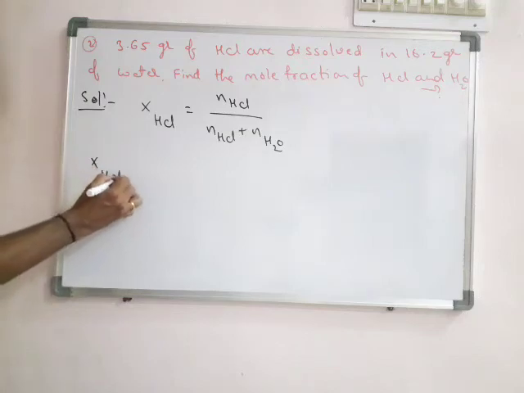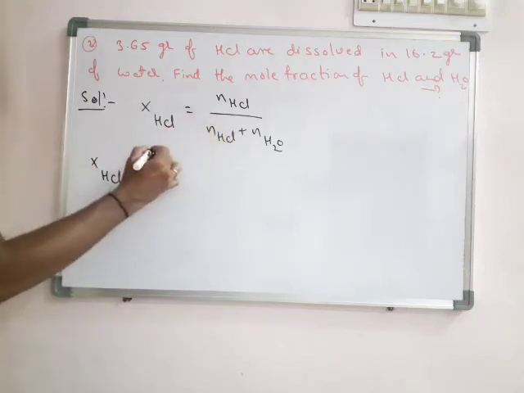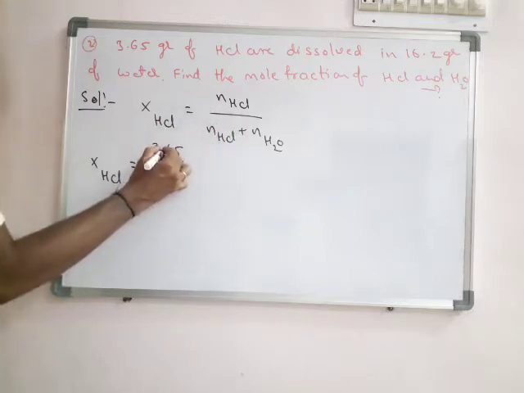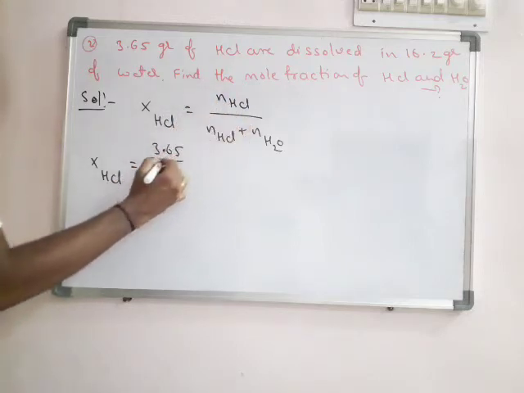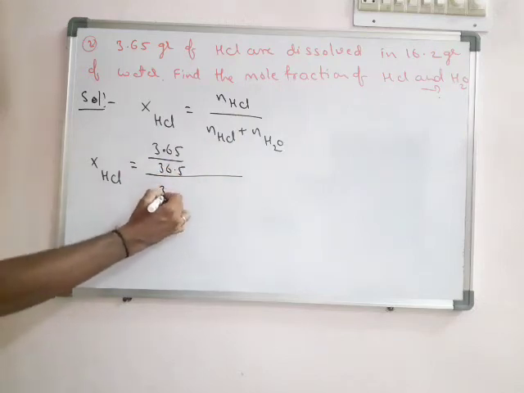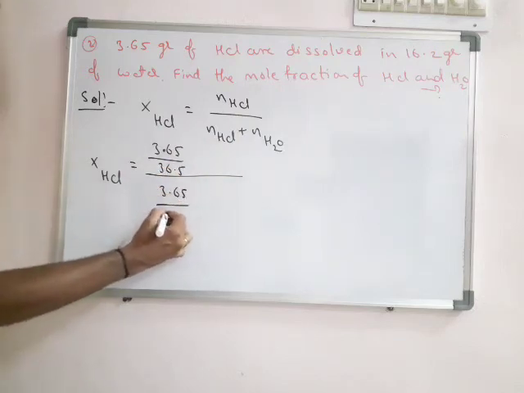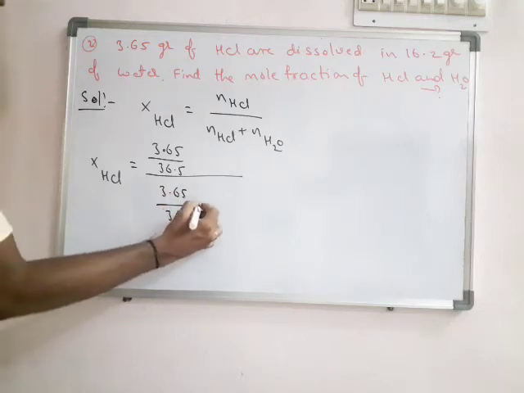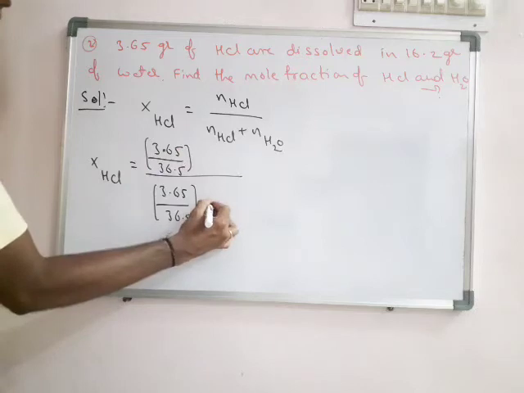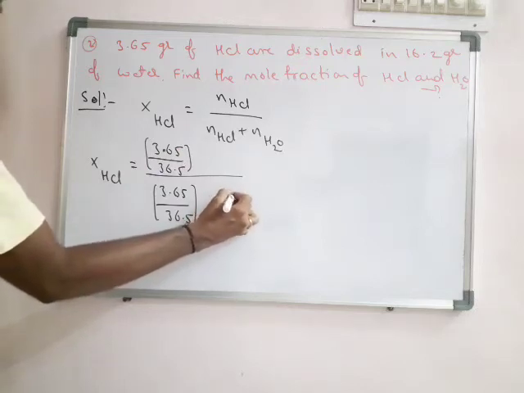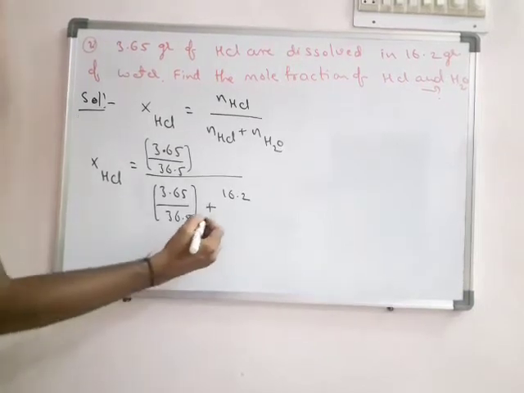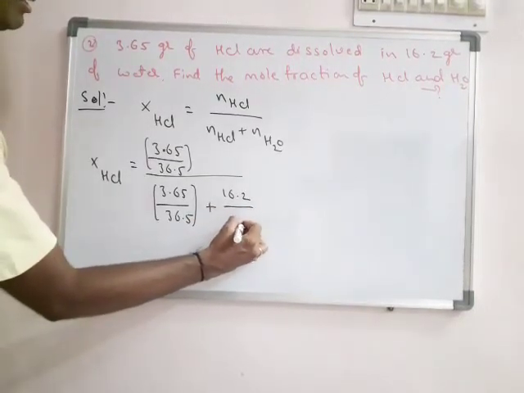So we directly find them, simple values. Weight by molecular weight, 3.65. What is HCl molecular weight? It is 36.5. So 3.65 by 36.5. Water: what is the weight of water? It is given, 16.2 grams, by what is the molecular weight of water? That is 18.